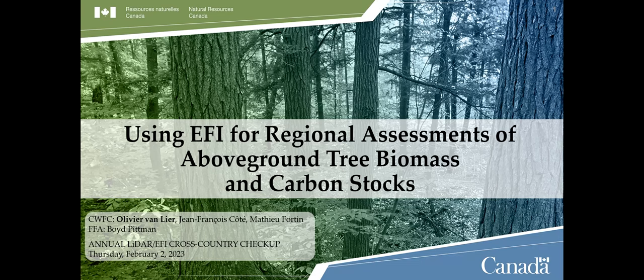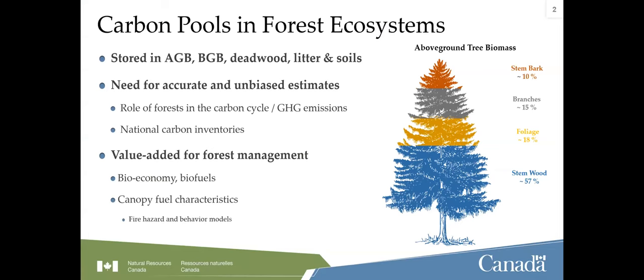All right. So, carbon is stored in five different pools in forest ecosystems. That includes soils. And moving up, you got the below ground biomass, your roots, ground litter, which would include fallen leaves and stems. And then we have our deadwood. And the focus of today's talk is going to be on above ground biomass. So the whole different components of the tree: stem, bark, branches, foliage, and stem wood.